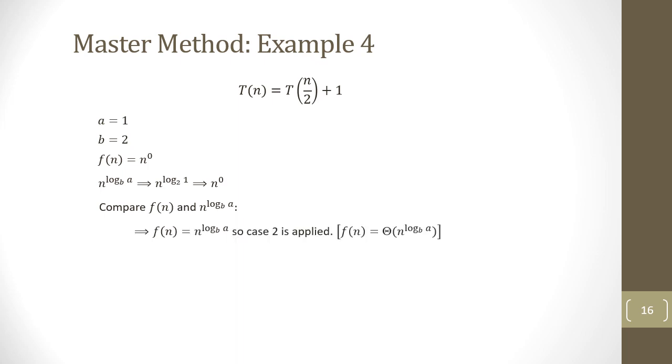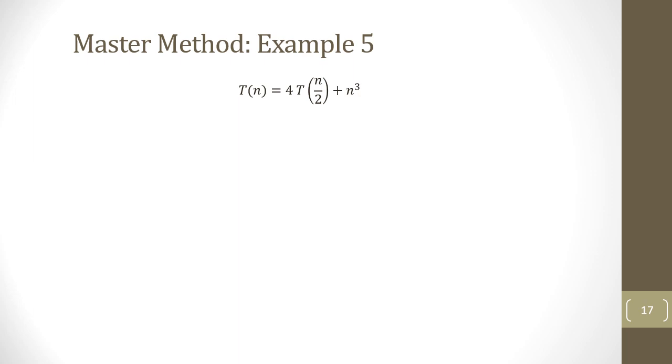So case 2 is applied. For case 2, T of n is equal to theta of n to the power of log base b of A log of n. We plug in the value and we get log n as the solution. So the final solution for binary search recurrence equation will be T of n is equal to theta of log n.